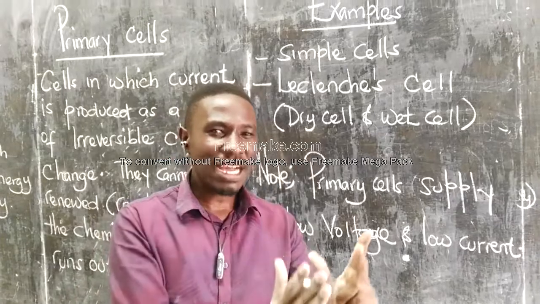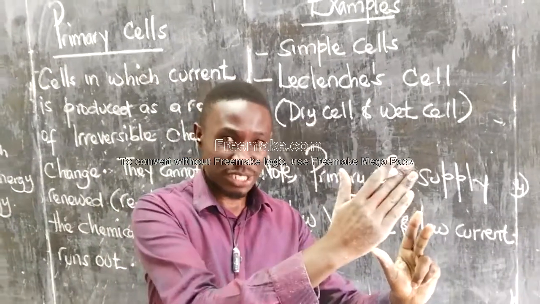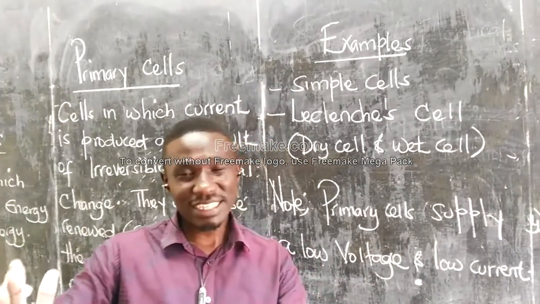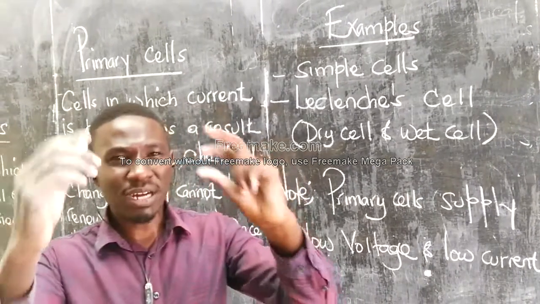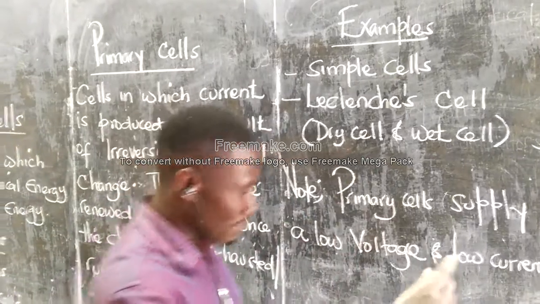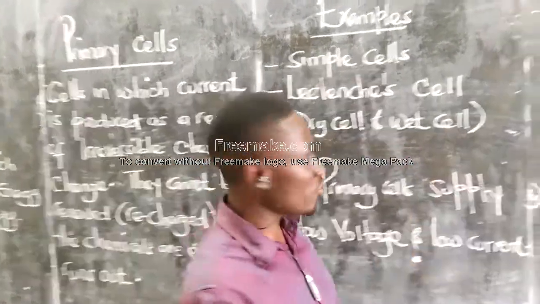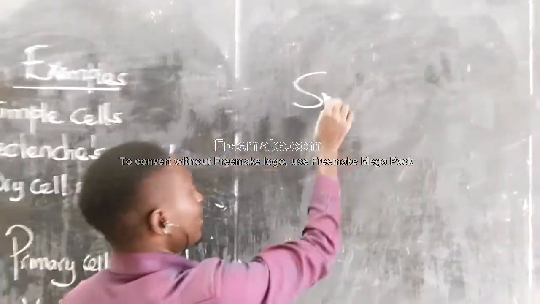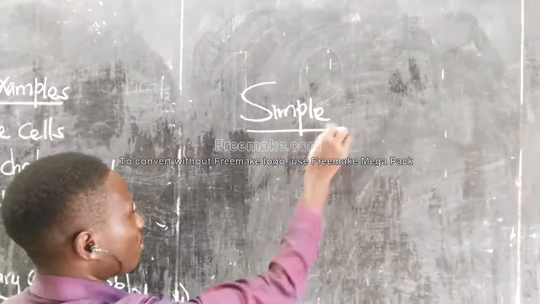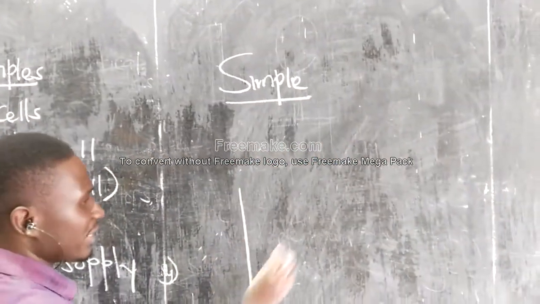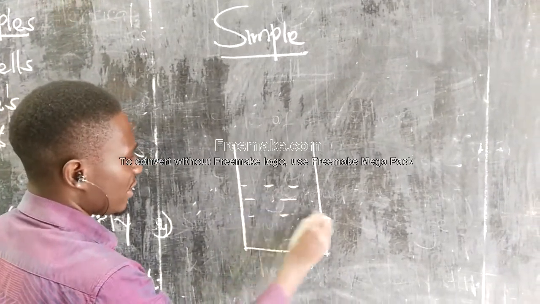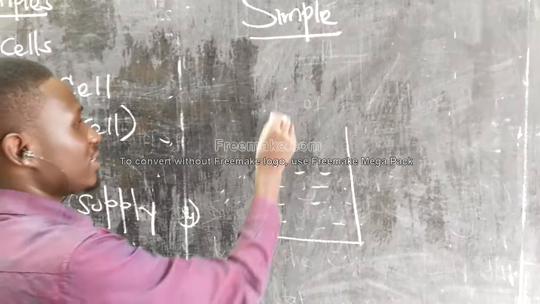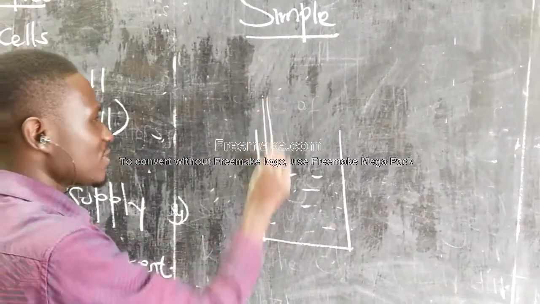Now, copper is positive, it's an anode, whereas zinc is negative, it's cathode. So you get a bulb, and then you connect. For example, I wish the cameraman can show you. For a simple cell, we are going to get our tin. We fill it with the dilute sulfuric acid. Then we insert 2 rods.